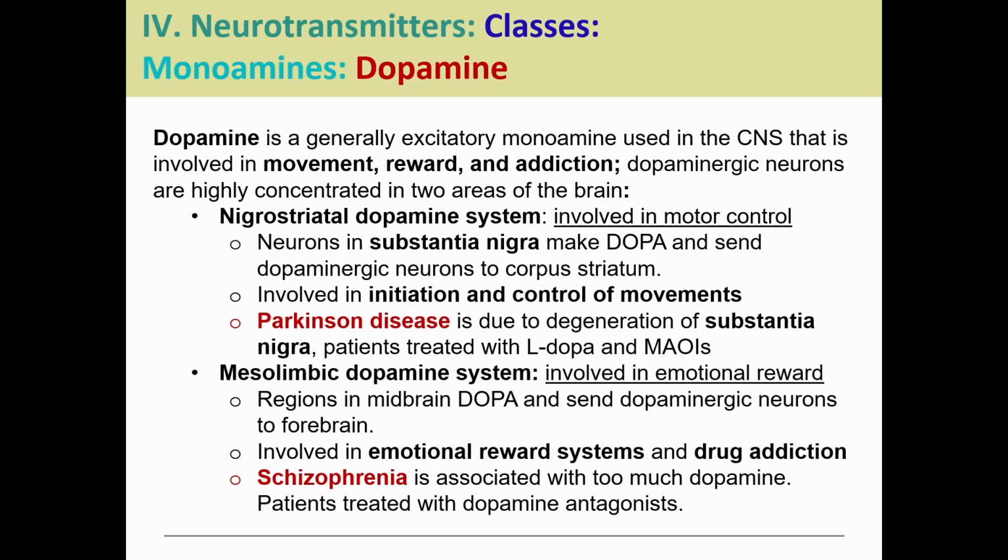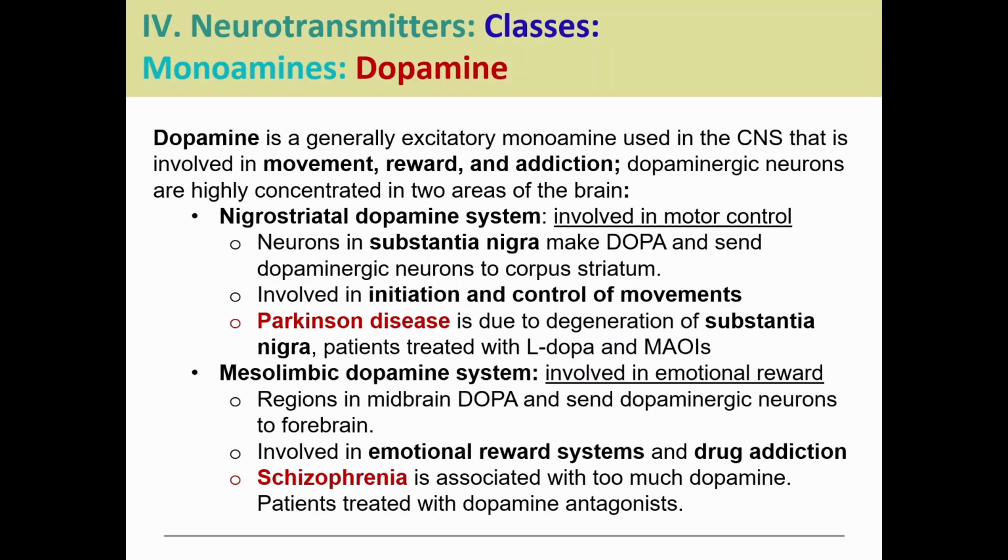Another one is dopamine. Dopamine is an excitatory monoamine, and this is used for movement, reward, and addiction. So it helps you with moving, but it also is going to be like the reward system. So when you eat something that tastes really good, you get a dose of dopamine, right? You're like, man, this is fantastic. And so that's what can lead to people getting addicted to things, because they're getting this dopamine release when they use that substance or they do that thing or whatever.